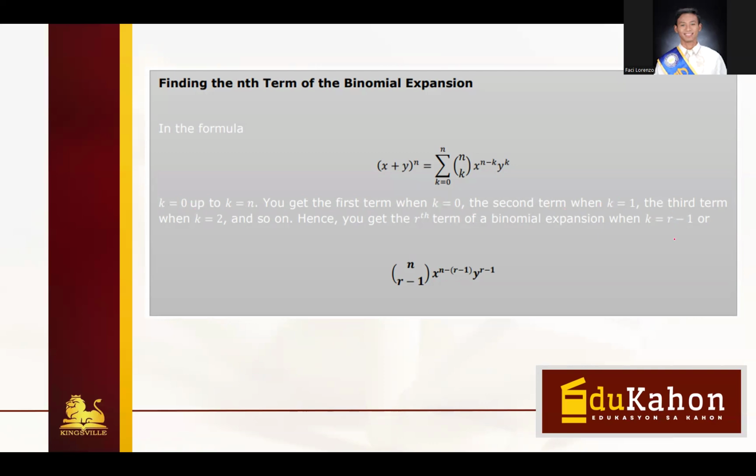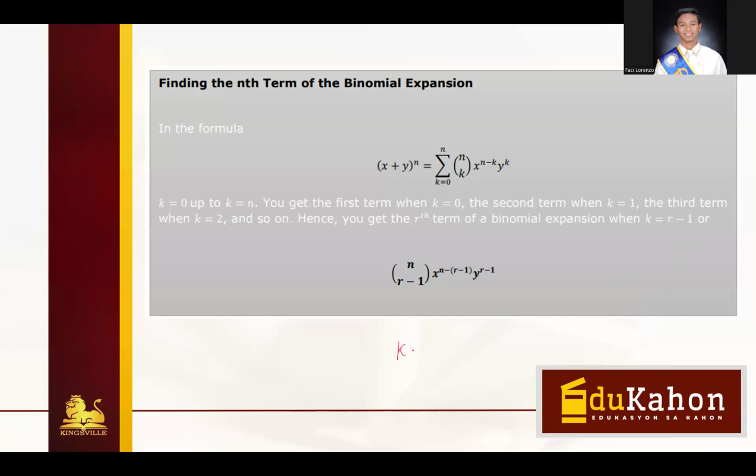So now, we will be trying to change the value of k to r minus 1 because k equal to 0 leads to the first term. And if you try to get the value of k, then it will give us the additional one term from your given example. So we have here, for example, k.